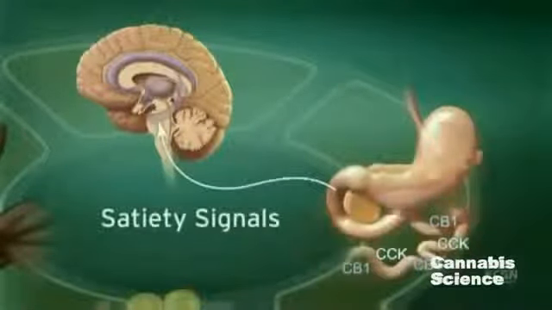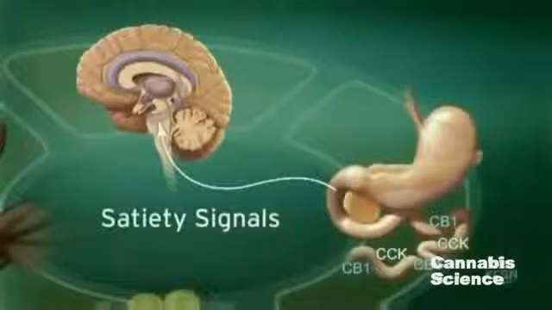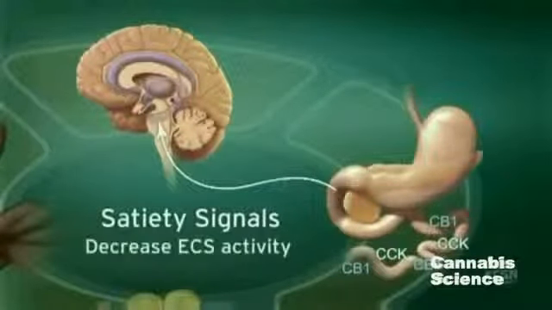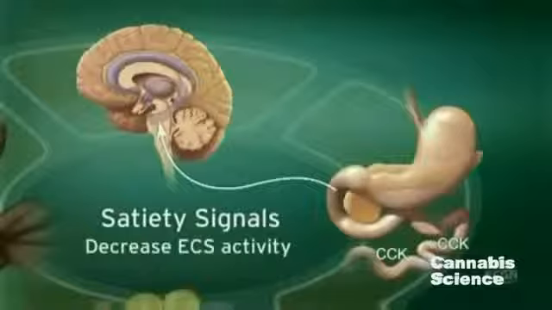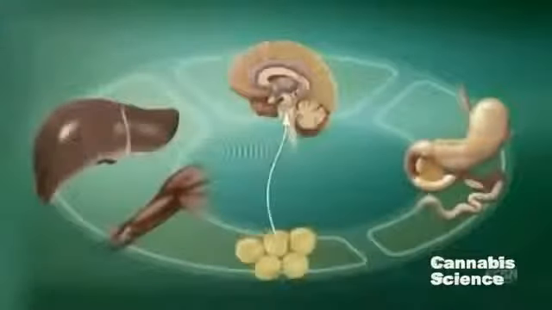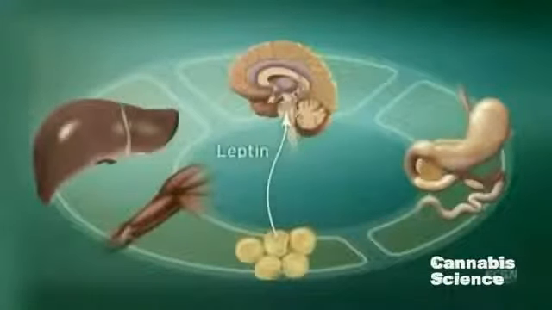Subsequently, ECS activity is decreased through suppression of CB1 expression. An increase in the adiposity hormone leptin decreases endocannabinoid levels in the hypothalamus and decreases food intake.